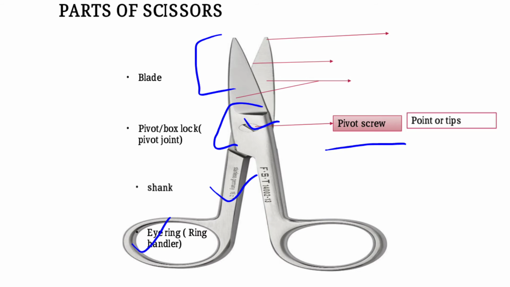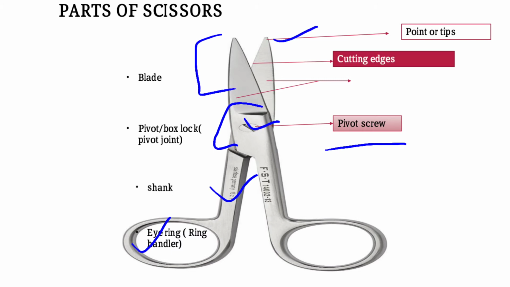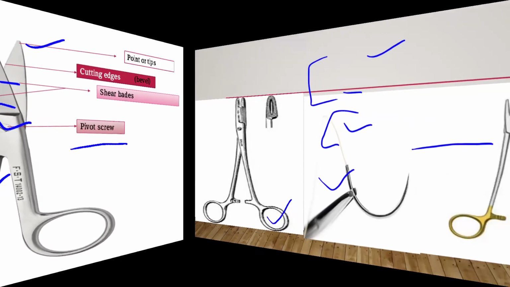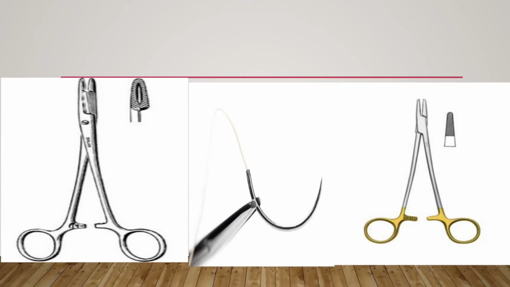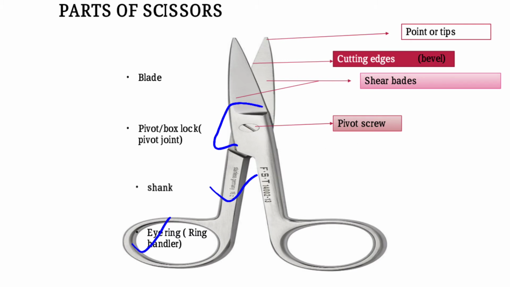The blade has various parts. First is the point or tip of the blade, and the second part of the blade is the cutting edges, which are used to cut the tissues. Cutting edges are also known as bevels, the sharp margins on these blades. These are called the cutting edges. And the shear bed, which is something like a fillet. These are two. So this is the anatomy of the scissors.